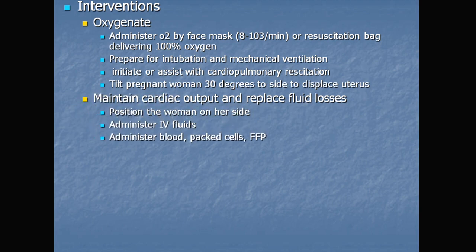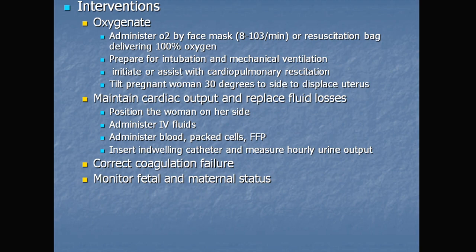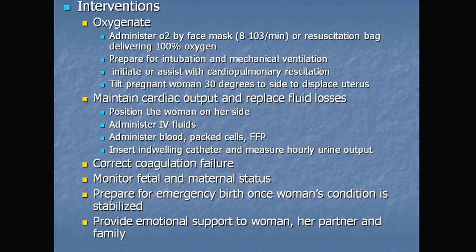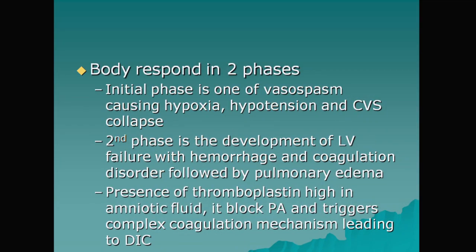For that, position the woman on her side. Administer IV fluids, administer blood, packed cells and fresh frozen plasma. Insert an indwelling catheter and measure hourly urine output. Correct the coagulation failures, monitor the fetal and maternal status, and prepare for emergency birth once the woman's condition is stabilized. Provide emotional support to the woman, her partner and the family.